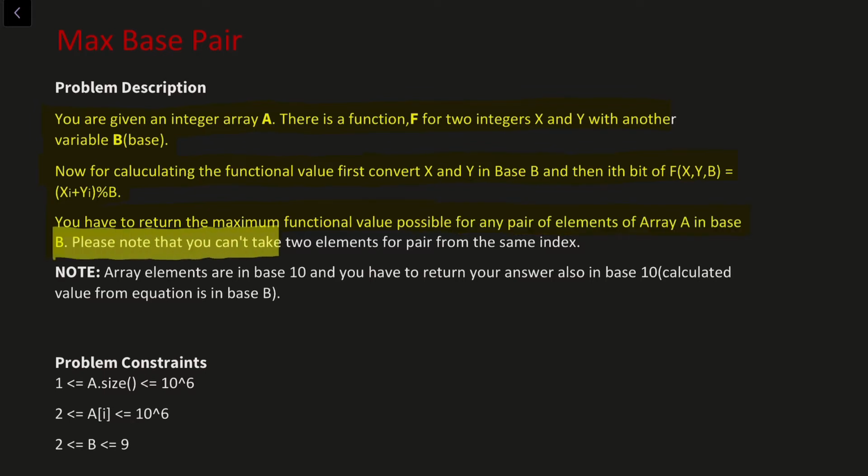Please note that you can take two elements for a pair from the same index. Note, array elements are in base 10, and you have to return your answer also in base 10, calculated value from the equation in base b. And the problem constraints are, A can vary from 1 to 10 raised to power 6, and each element of the array can vary from 2 to 10 raised to power 6, and the bases can vary from 2 to 9. Now let's talk about this problem with an example.